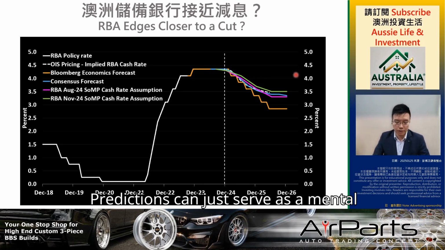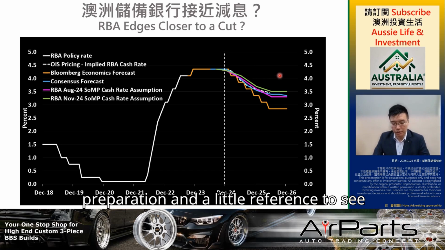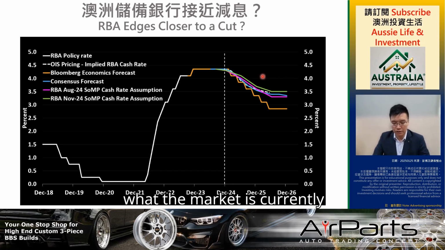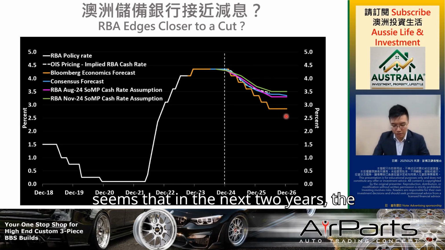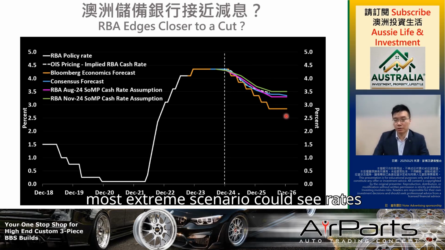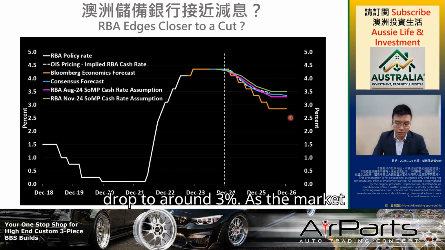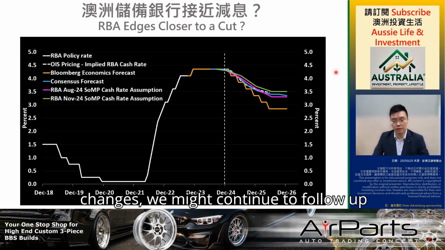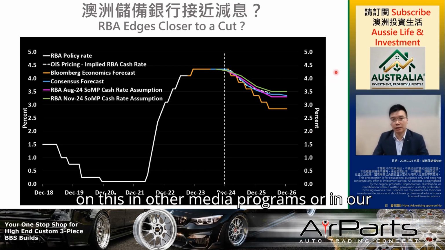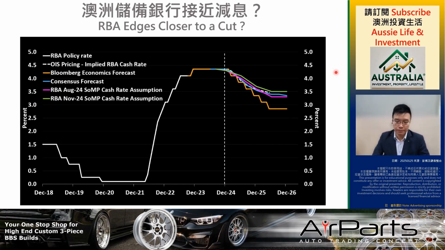Predictions can just serve as mental preparation and a little reference to see what the market is currently anticipating. Right now, it seems that in the next 2 years, the most extreme scenario could see rates drop to around 3%. As the market changes, we might continue to follow up on this in other media programs or in our educational shares.